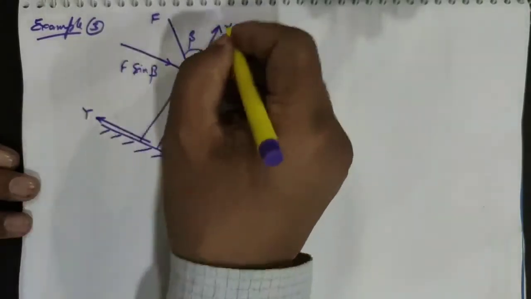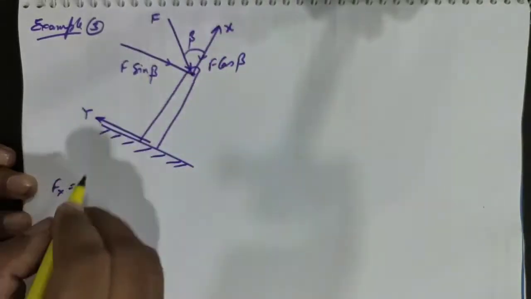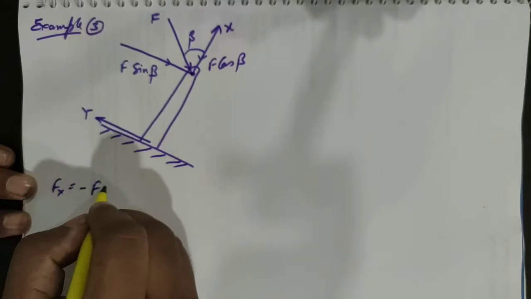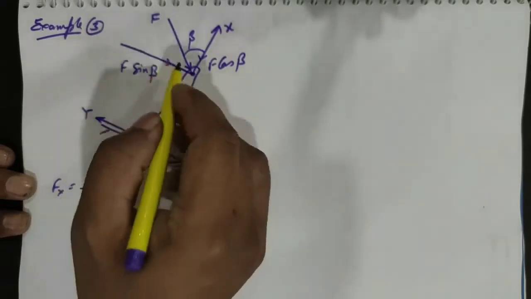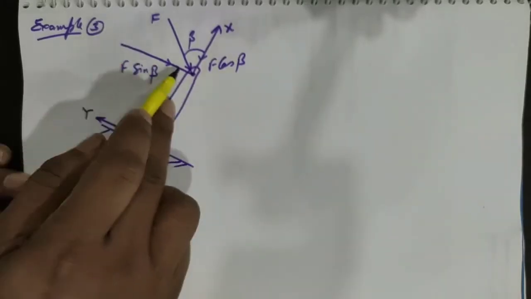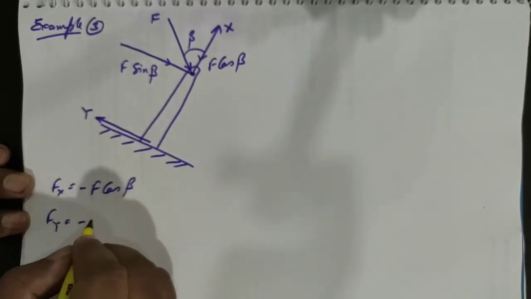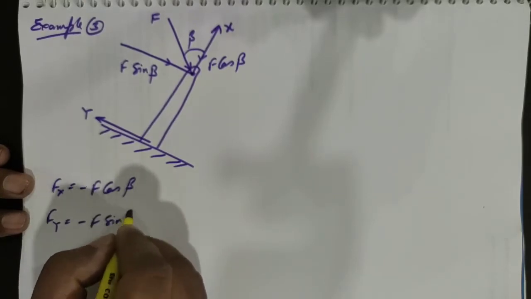So along the x-axis, Fx is equal to, since the direction is opposite, a minus sign will come over here: minus F cos beta. And along the y-axis, that component direction is opposite, so Fy is equal to minus F sine beta.